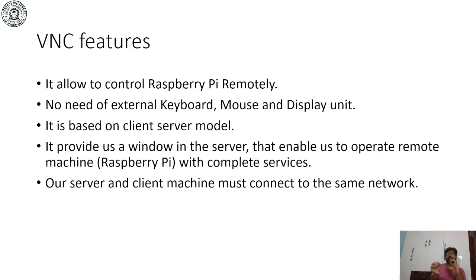And if, for example, my laptop is connected to my home router, and my Raspberry Pi is connected to my mobile hotspot, then both are connected to different networks. In that case, the VNC server will not work. So you must ensure that both the devices, client and server, are connected to the same network.